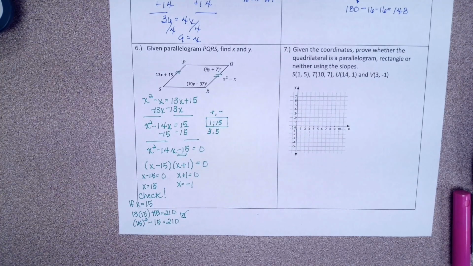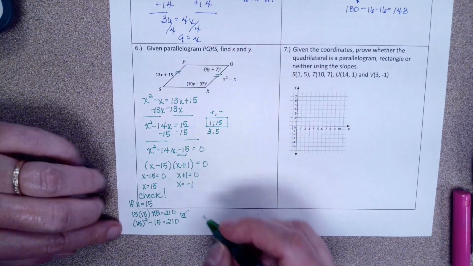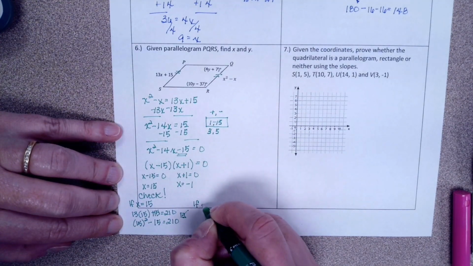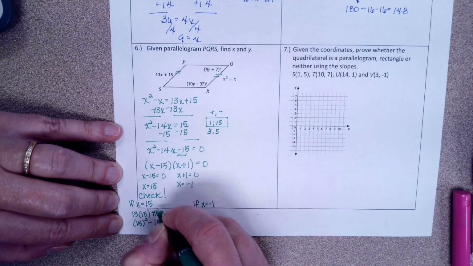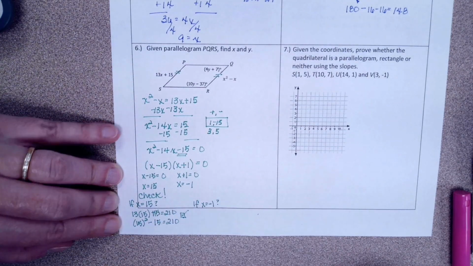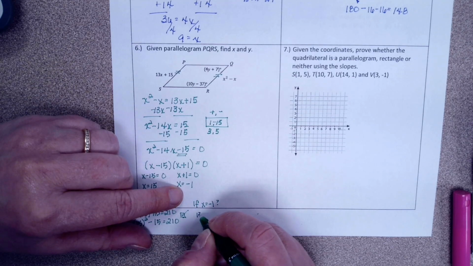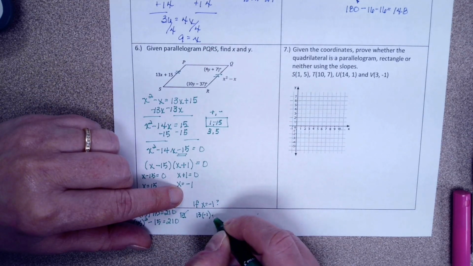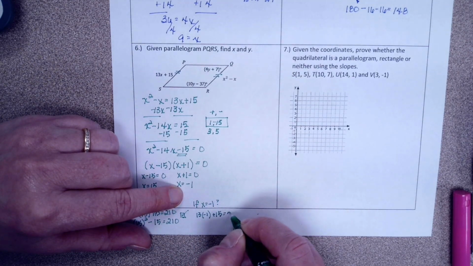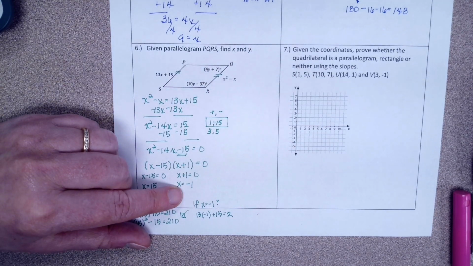I get a positive value. They happen to be the same. It's perfect. Then I'm going to check what happens if I have x equals negative 1. Does that one work? So we do the same thing. So I could take 13 multiplied by negative 1 and add 15. And that's a 2. So far that works just fine.